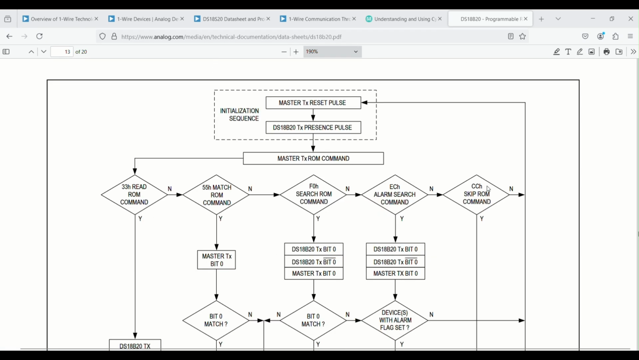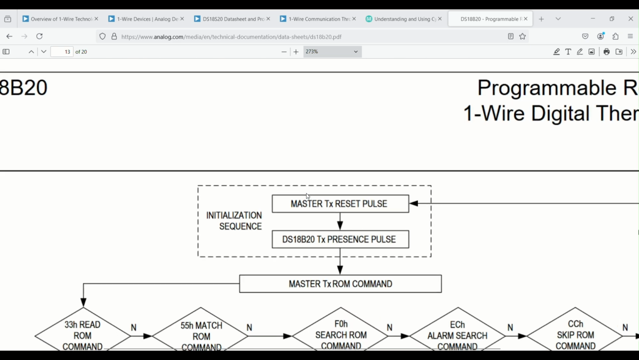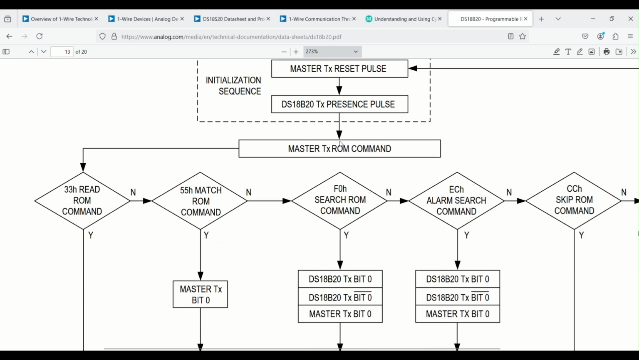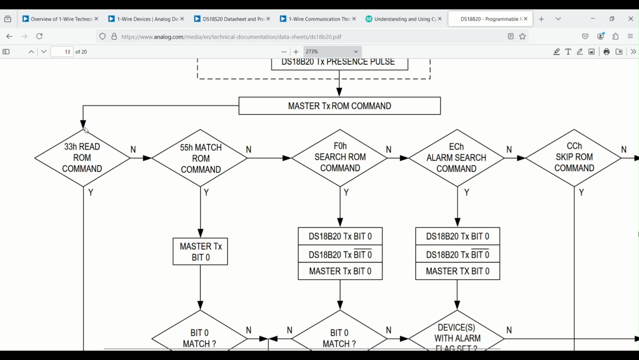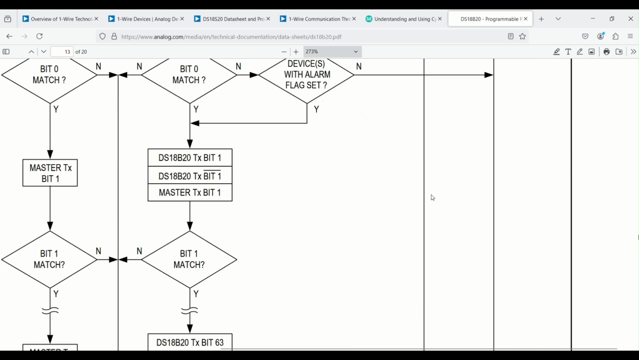Okay, so we also have a flowchart available in the datasheet. You can have a look at it. You just have to send an initialization sequence wherein you transmit a reset pulse, read a presence pulse, then you transmit a ROM command. You won't be going with any of the other commands, so no, and directly to Skip ROM command, then yes, and then we'll be following it to transmitting a function command.